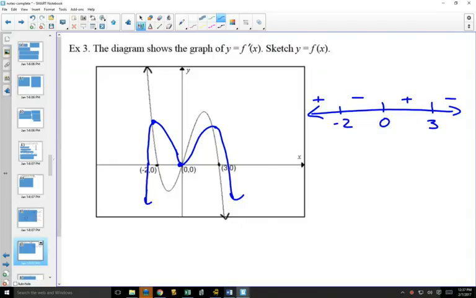So as far as our original graph, it's telling us that our original graph is going to be increasing, then decreasing, then increasing, then decreasing. So we know that we have a max at -2, a minimum at 0, and a max at 3.